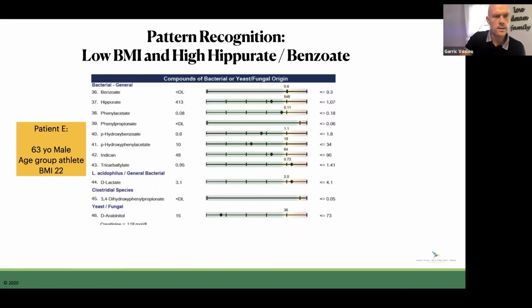So this is another age-group cyclist, a 63-year-old with a BMI of 22, where we can see a low benzoate and a high hippurate. So this is a proper shunting of benzoate to hippurate. And again, we're going to get that depletion of coenzyme A and that reduction in triglyceride formation, and hence the low BMI.